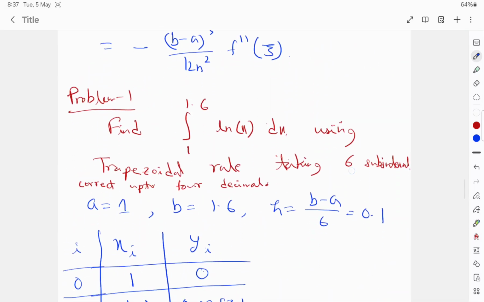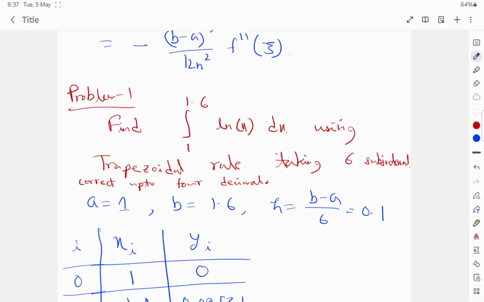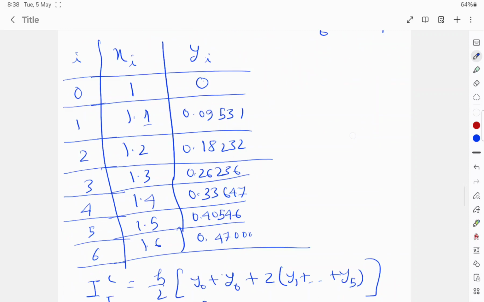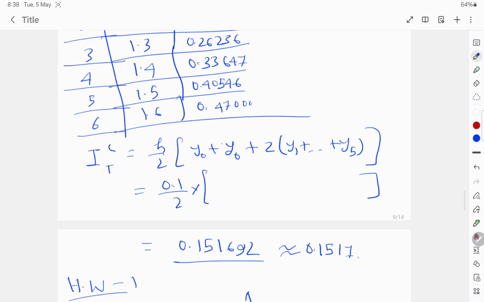If a problem is asked using the Simpson one-third rule, remember that the number of intervals must be even. Here they have provided 6 sub-intervals, which is even, so you can apply the Simpson one-third rule. For the trapezoidal rule there is no restriction. Use this formula and you get your answer, and it will be better than the trapezoidal one, with lesser error.